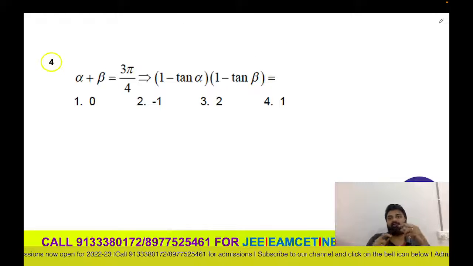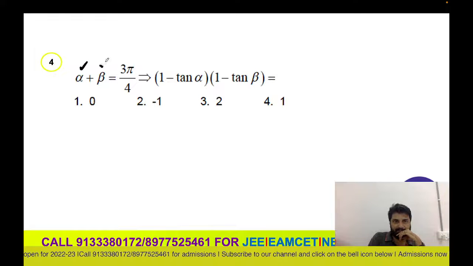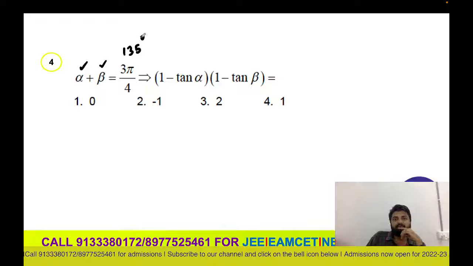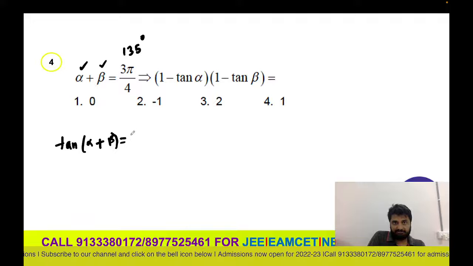Now moving on to the fourth question of the day. Alpha plus beta is 3 pi by 4. Pi by 4 is 45, so 3 into pi by 4 is 135 degrees. So if you want 135 degrees, then what you can do is apply tan on both sides. Tan of alpha plus beta equals tan 135 degrees.